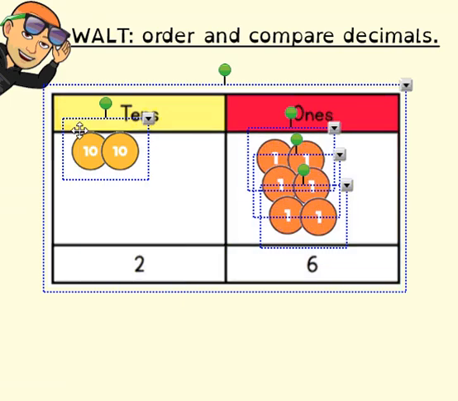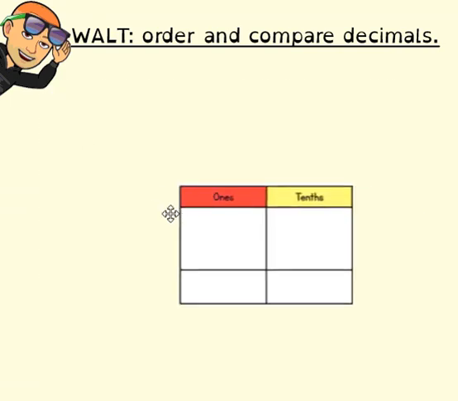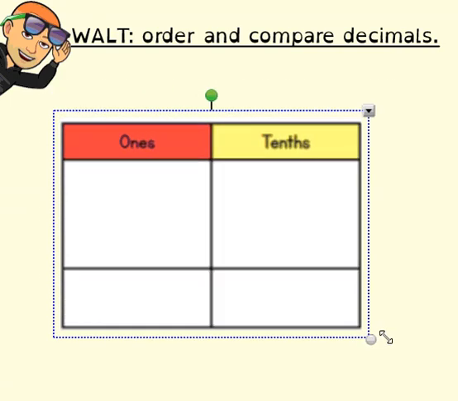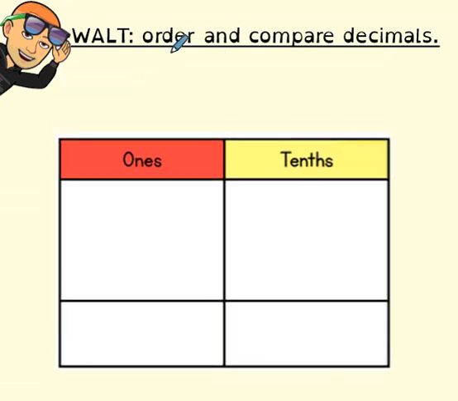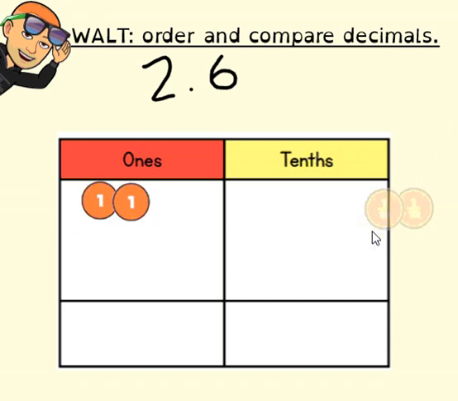Let's have a look at a second number. This time I am going to have a look at a decimal number. Let's have a look at the decimal 2.6. Again, I'm going to put my counters in. This time I'm using tenths in this column because that's the value I'm looking at. And I've got 6 in there.